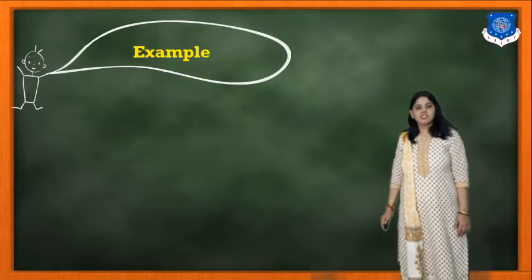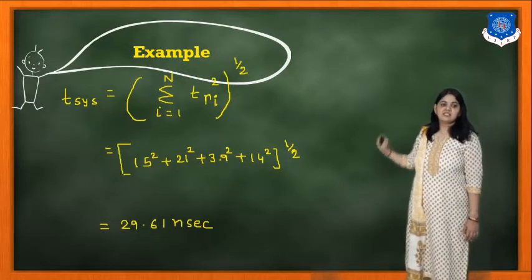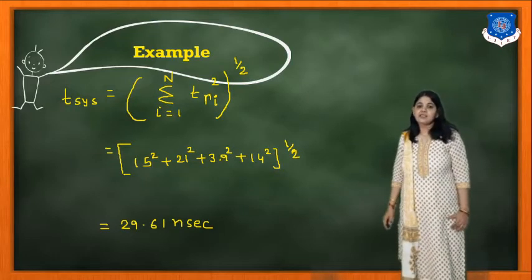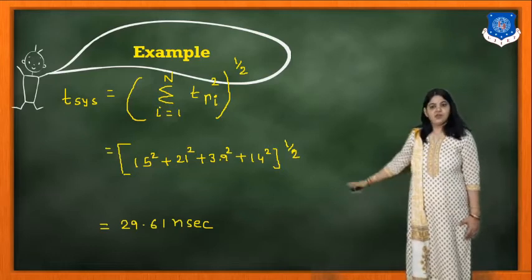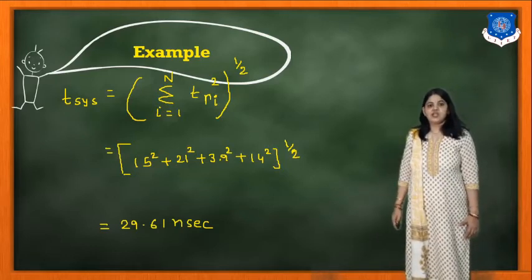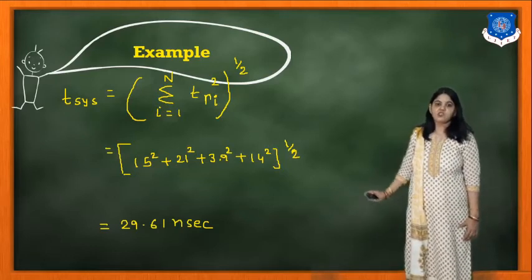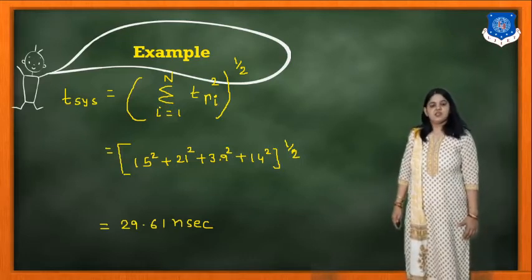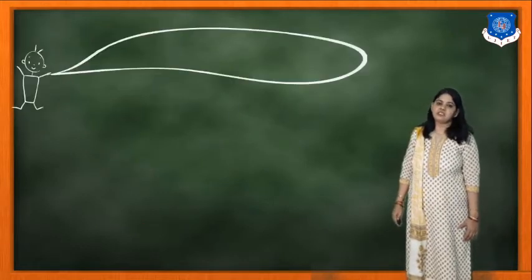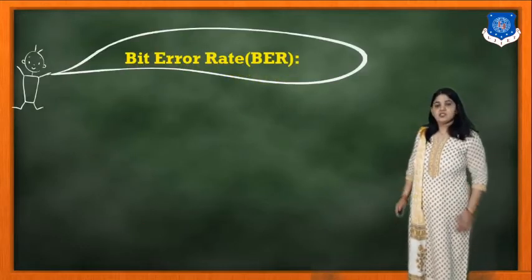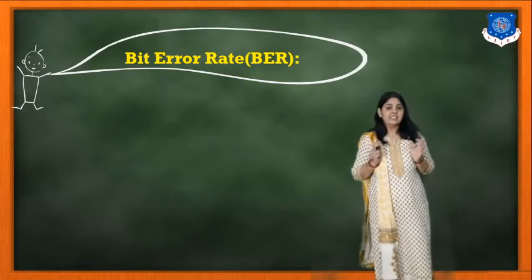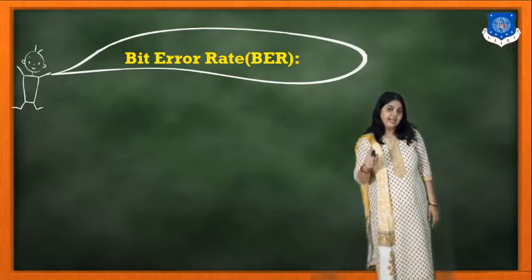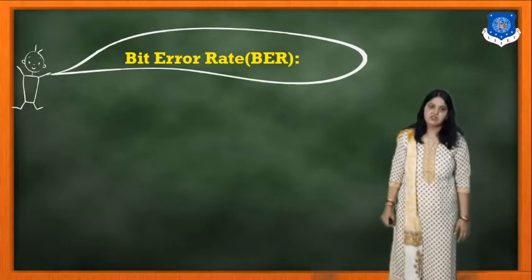Now the equation: T_system is equal to the sum over i equal to 1 to n of T_Ri square, whole raised to 1 half. We are putting in all the rise time values. So it is 15 square plus 21 square plus 3.9 square plus 14 square, whole raised to 1 half. So it is equal to 29.61 nanoseconds. This is the example related to the rise time. Do all the examples related to rise time and link power budget for the final examinations.